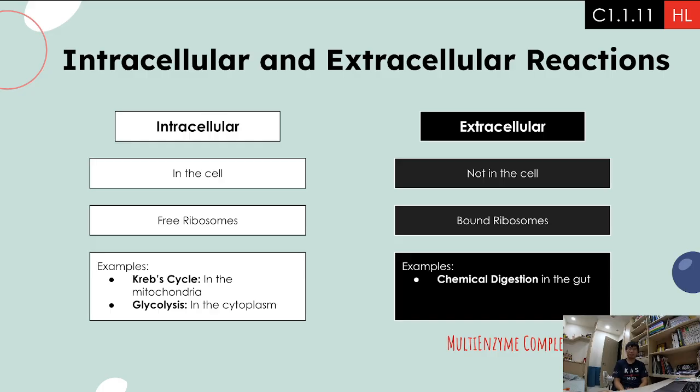Where is it bound? It's bound to the rough ER, endoplasmic reticulum. Some examples include chemical digestion in the gut. So these enzymes are released out of the cells and the reactions occur outside the cell. So that's extracellular reactions. A term here I want to bring up is multi-enzyme complexes, and I'll come back to it later, where it's a series of different reactions needed to get to a product. So it's a lot of steps together, and every single step needs its own enzyme. So that's why it's called a multi-enzyme complex.